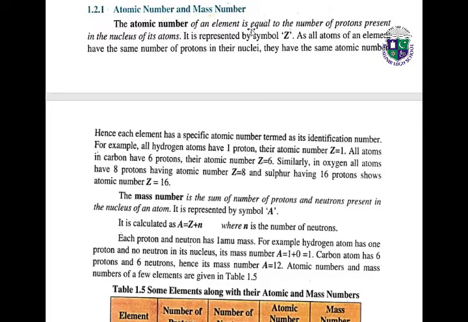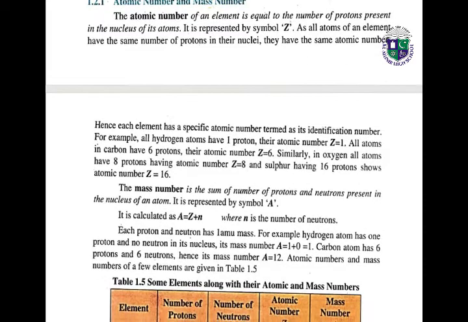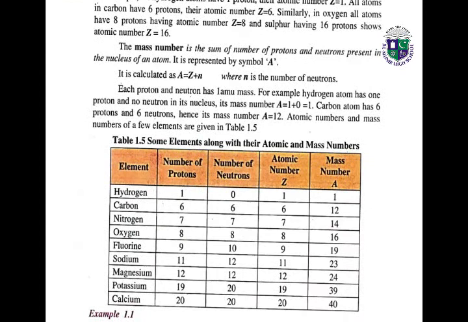Atomic number of an element is equal to the number of protons present in the nucleus of its atoms, and it is represented by Z. As all atoms of an element have the same number of protons in their nuclei, they have the same atomic number. Next, what is mass number?